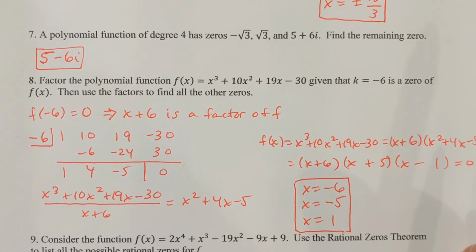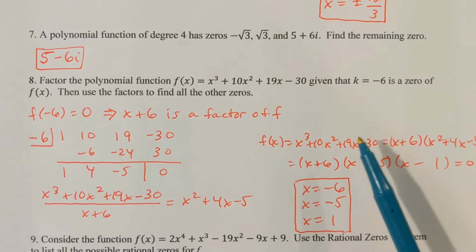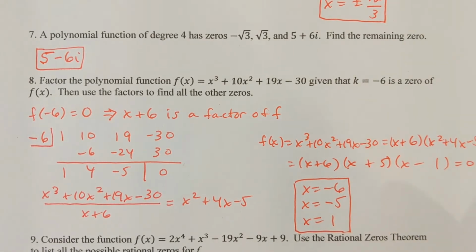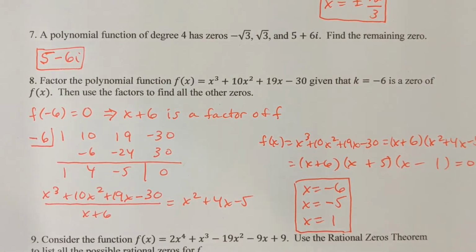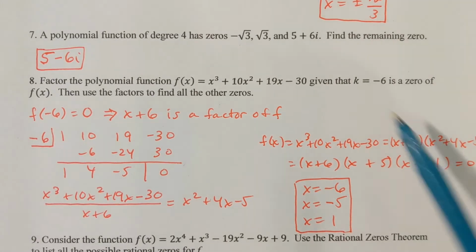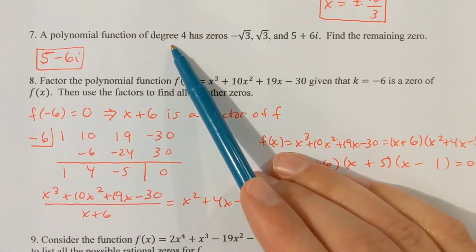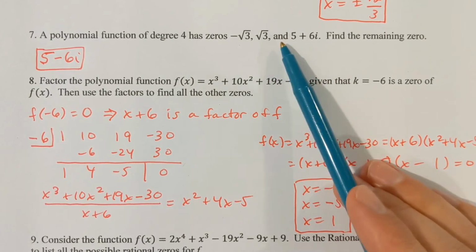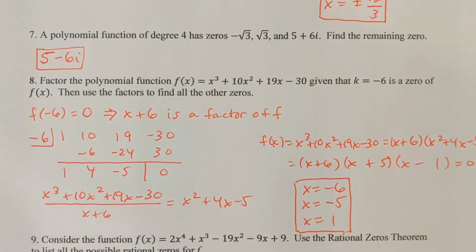Okay, problem 7. A polynomial function of degree 4 has zeros negative root 3, and 5 plus 6i. Find the remaining 0. Okay, so I know that there's going to be 4 zeros here. They've told me 3 out of the 4. I just have to get the remaining one.